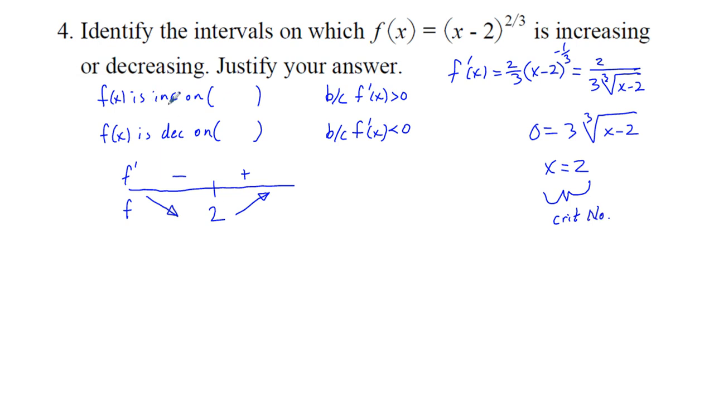And so f of x is increasing on 2 comma infinity. Why? Because f prime of x is greater than 0. f of x is decreasing on negative infinity up to 2, because f prime of x is less than 0.